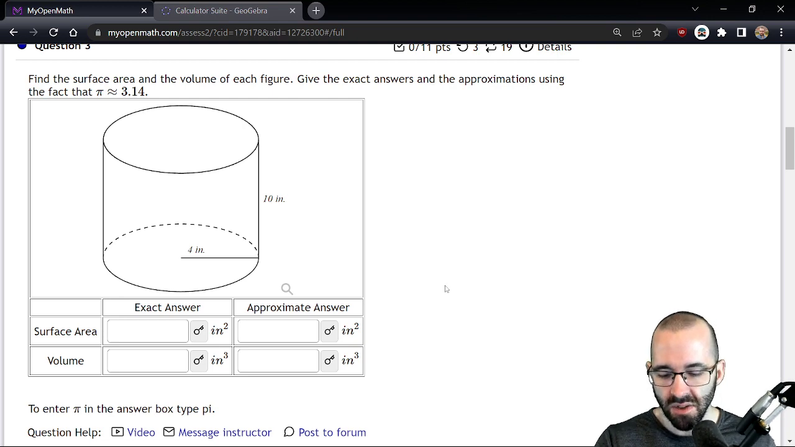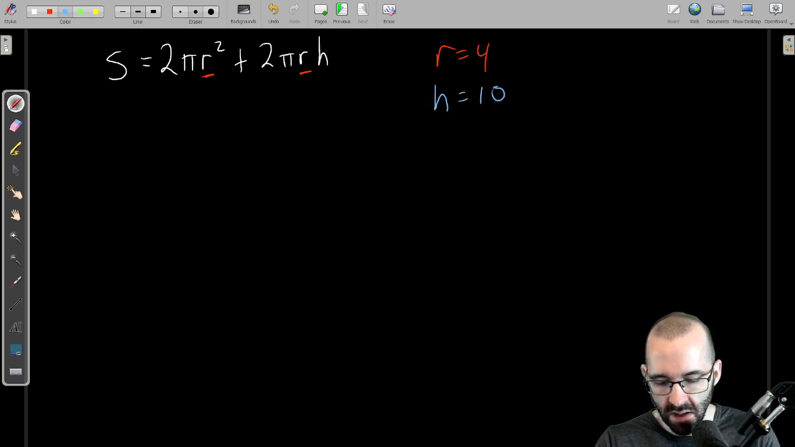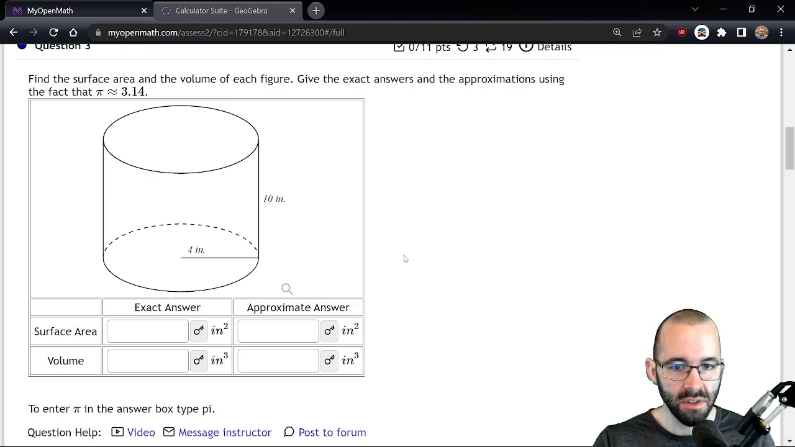And we know the radius here is 4, and the height is 10. R equals 4. And we know the height is 10. So we can use this to find the surface area.